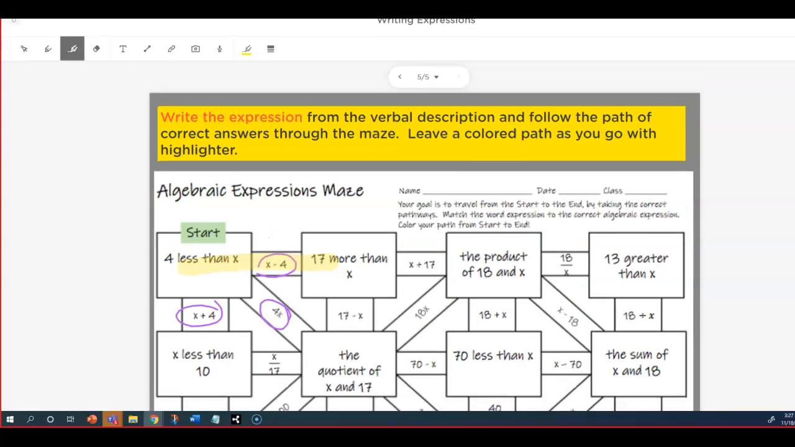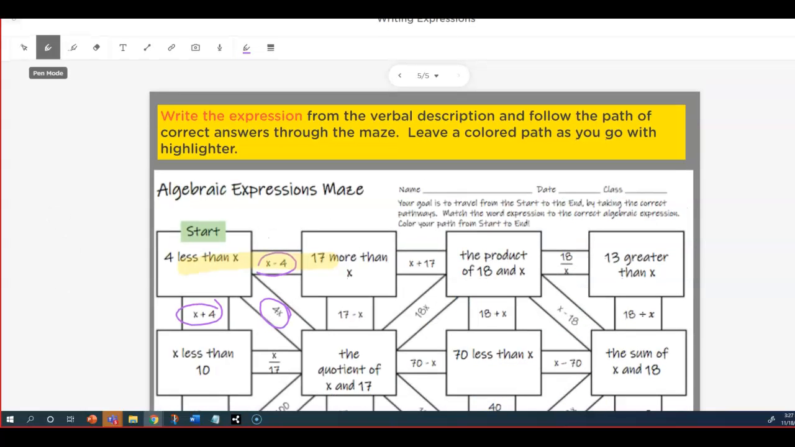All right, the next one says 17 more than X. So this one only has 2 choices, so it's going to be pretty easy. We have addition or subtraction. Which way should I go? Addition.